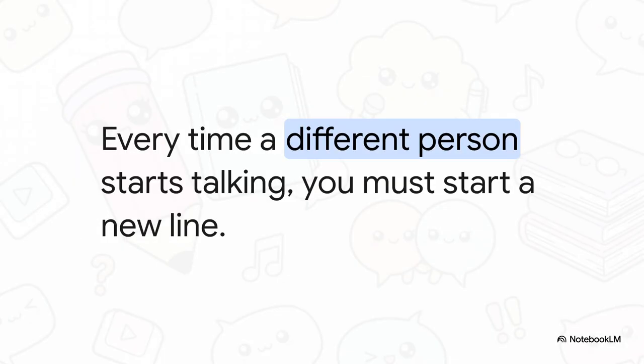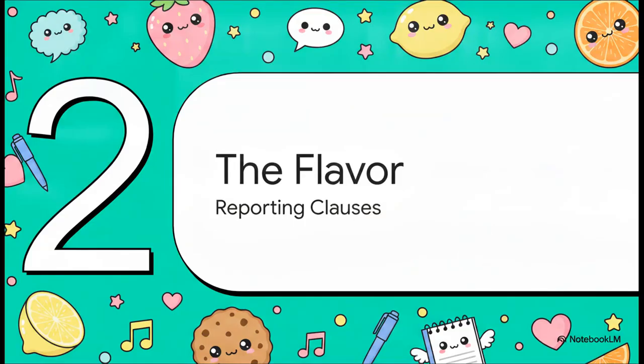Moving on to our second rule, which is all about handling a back-and-forth conversation. Every single time a different person starts talking, you must start a new line. You also usually indent, which just means pushing the text in slightly from the edge of the page. This creates this really beautiful visual map for your reader, so they never, ever get confused about who is speaking at any given time.